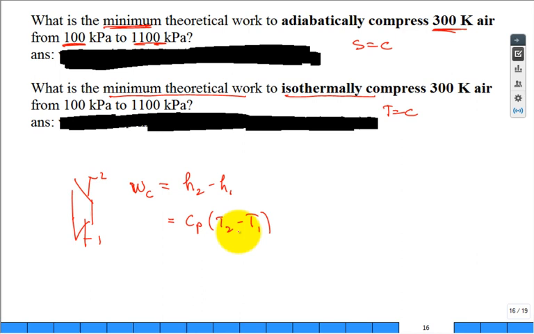Some people said, no problem, give me C sub p, give me T2, give me T1, I'm done. Yeah, but what is T2? I gave you T1. I can get C sub p, 1.005, right? Close enough for cold air. But what about T2?